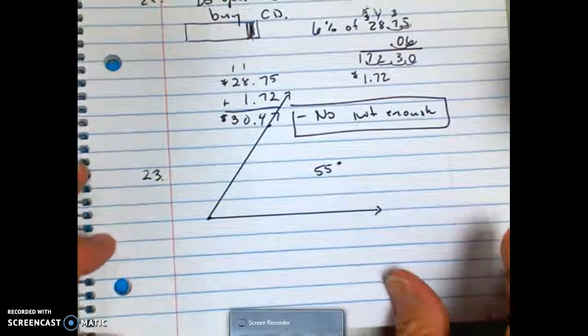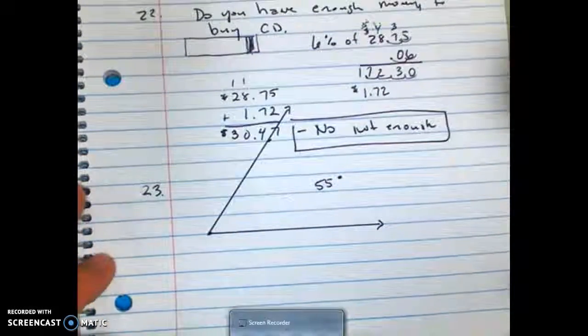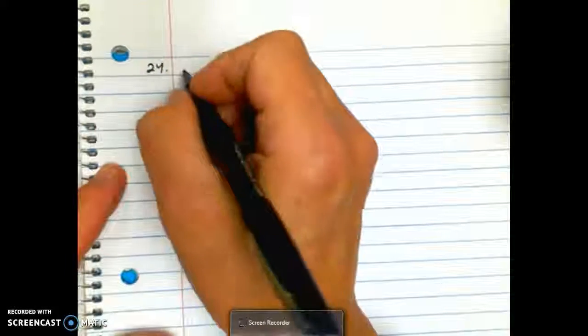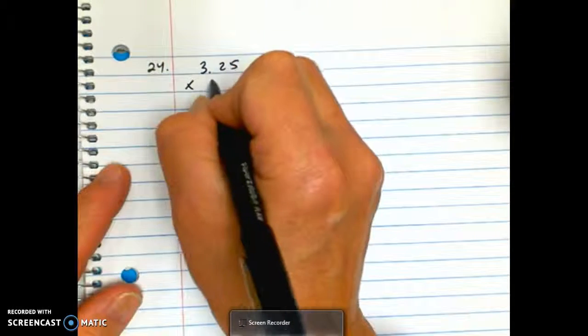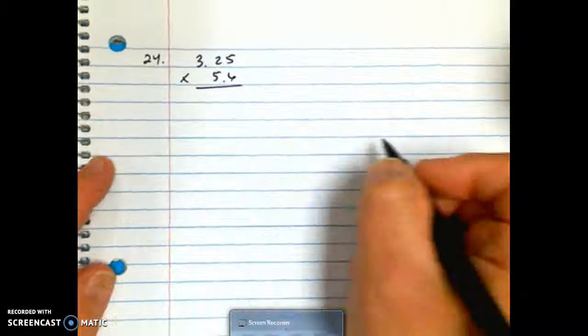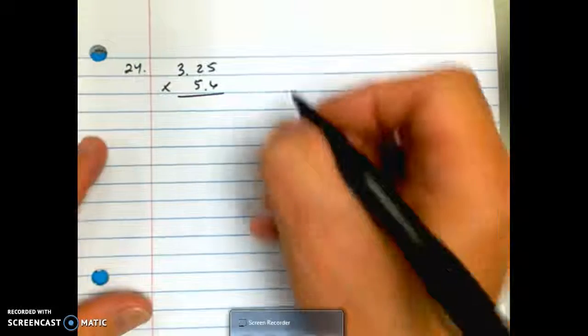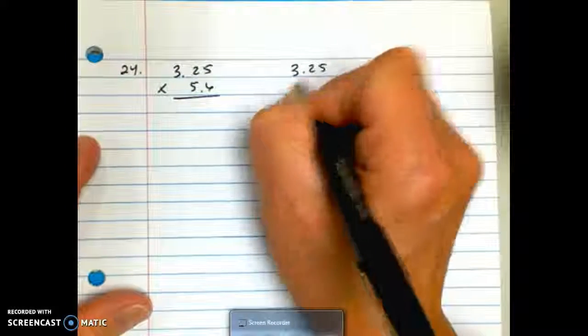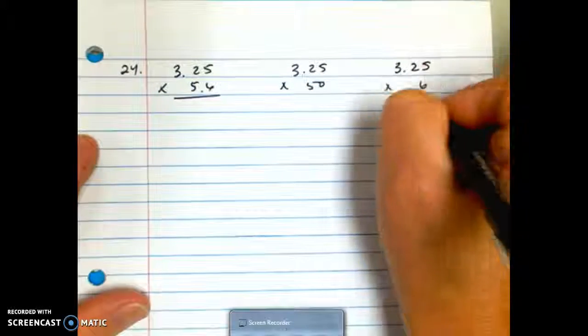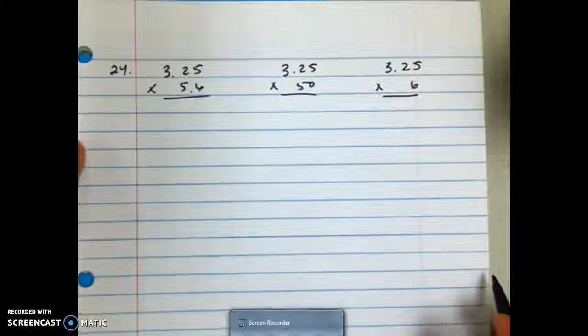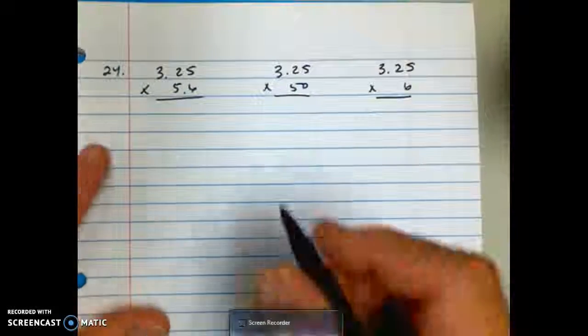24 and 25. We want to find the product and the quotient. So we have about a minute here left, and then I'll let you go. So your number 24, you have 3.25 times 5.6, and you're going to multiply that out. You can go 3.25 times 50 and 3.25 times 6, and then add those two parts together, and then move the decimal at the end.